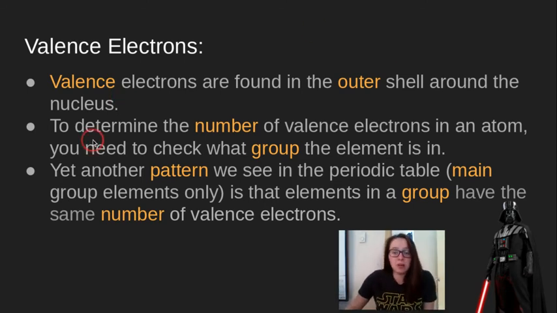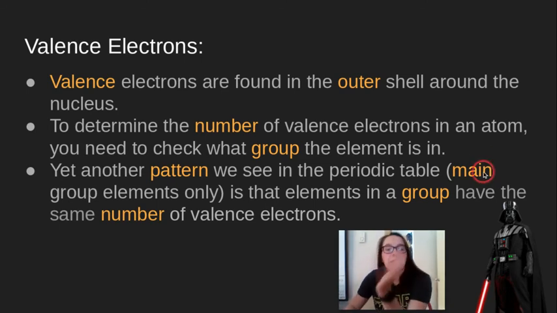So yet another pattern we see in the periodic table in the main group elements only is that elements in a group have the same number of valence electrons. So whenever I ask you, can you tell me how many valence electrons are in sodium? You'd be like, yes, I can, because I have my periodic table and it's in this group. We're going to learn about what groups have what valence electrons.